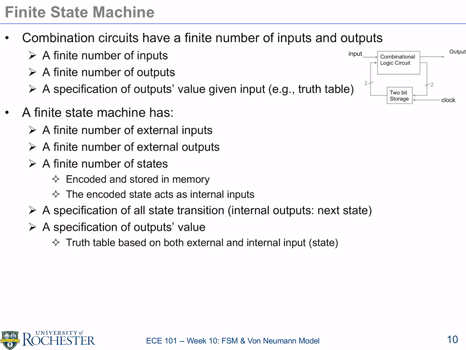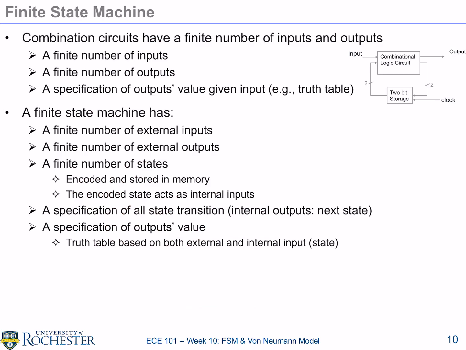So what is a finite state machine? Okay, if we look at a combinational circuit, the way that we talk about it, it always has a finite number of inputs, a finite number of outputs, and a complete specification of what's going to be your output given a particular input. Okay, so you can think about it as a truth table. 111 gives you output 0. 110 gives you output 1, and so on.